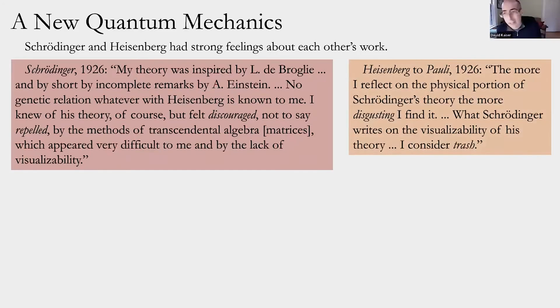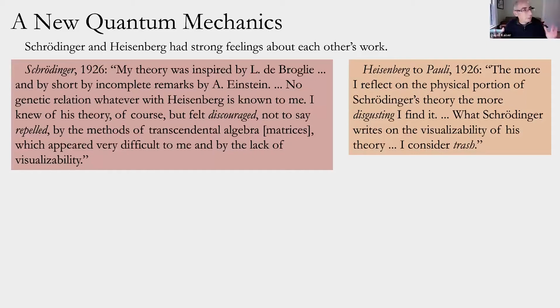He wrote just in a private letter to his friend Wolfgang Pauli around that same time, just a little correspondence exchange. Heisenberg said, the more I reflect on the physical portion of Schrödinger's theory, the more disgusting I find it. Where Schrödinger writes on the visualizability of his theory, I consider trash. After all, these waves live in sort of 6 or more dimensional space. That seems no more visualizable than these abstract matrices.